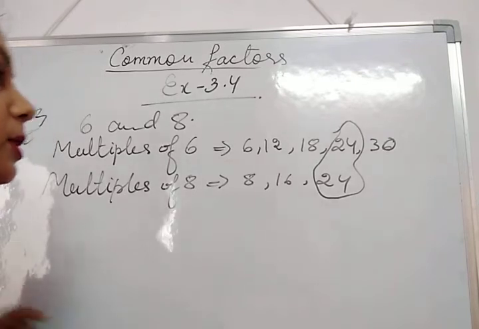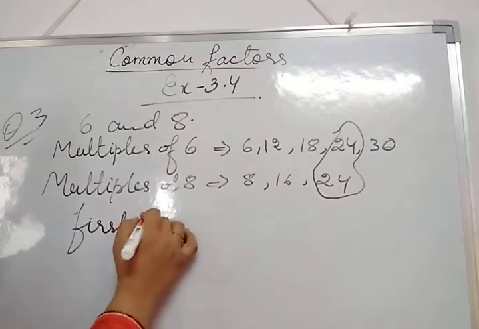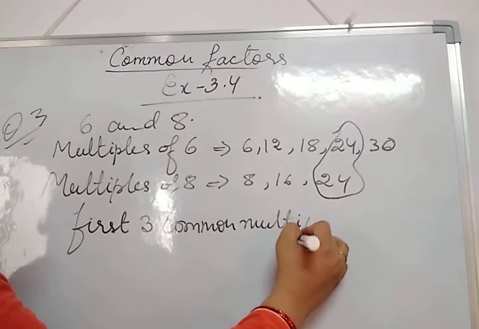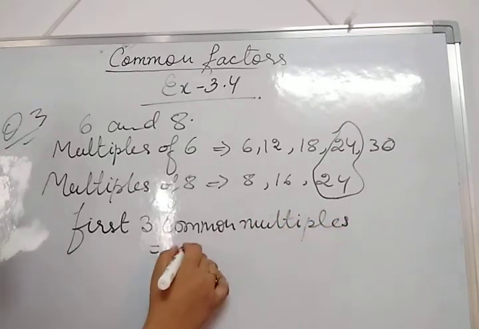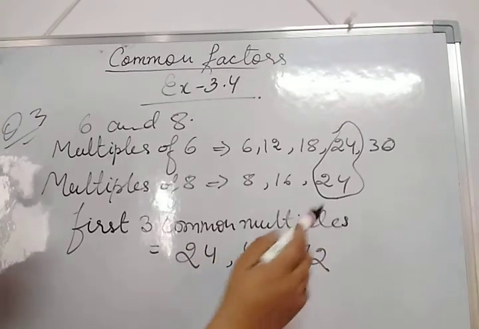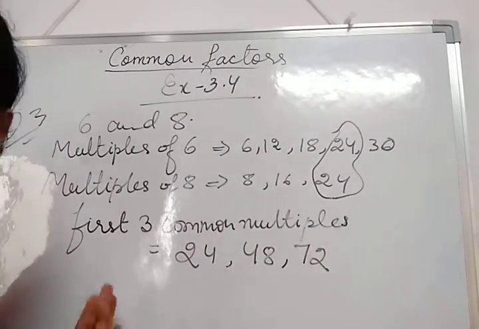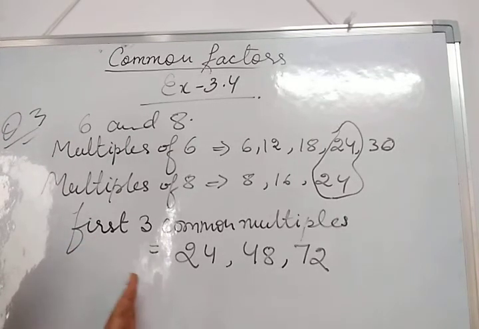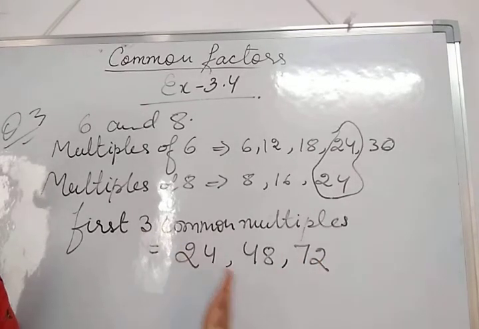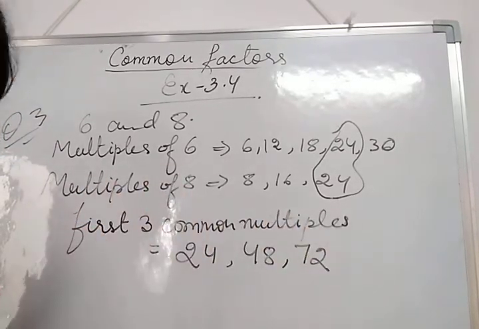Now see how many common multiples you have to write. You have to write 3 common multiples. So the first 3 common multiples will be 24, 48 and 72. You write down the multiples of 24 up to 3, up to 4, up to 5, whatever has been asked in the question. In the third question, they are asking for 3 common multiples, so we will write the first 3 multiples of 24. If they are asking 5, then you write 5. If they are asking 10, then you write 10. Okay.